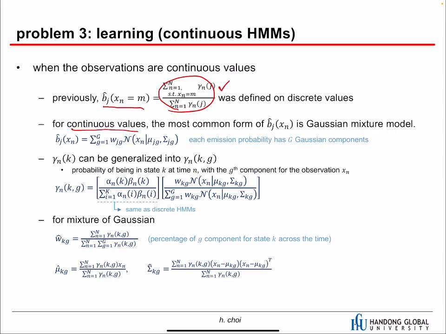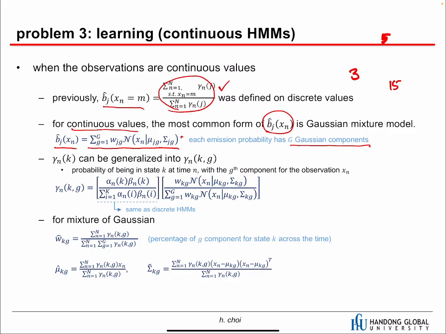So we have to assume some parametric model. The most common form of this probability is the Gaussian mixture model. If you want, you can have a simple Gaussian, but most of the time the Gaussian mixture model is more popular. The emission probability can be modeled by this mix of Gaussians, and each emission probability has G Gaussian components. So for each state we have G Gaussian components.